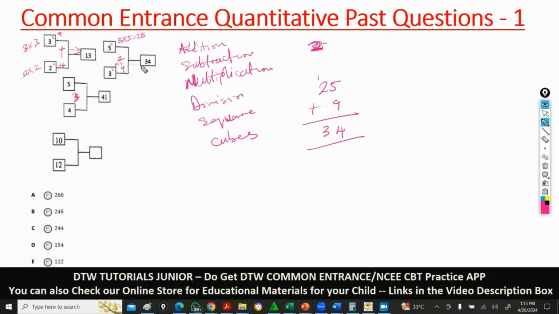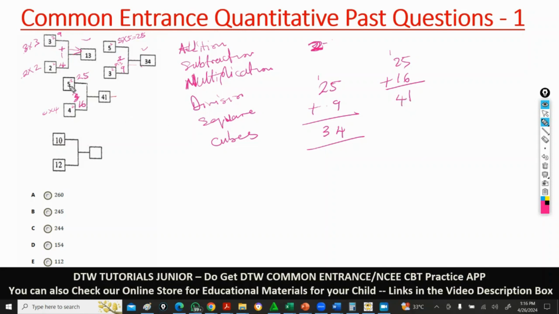Can you see that? So we are correct here. Let's test it again. This is 5 square, which is 25, and 4 square, which is 4 times 4, which is 16. So what is 25 plus 16? 5 plus 6 is 11, so we drop down 1, carry a 1. 1 plus 2 is 3, and 3 plus 1 is 4. We got 41.